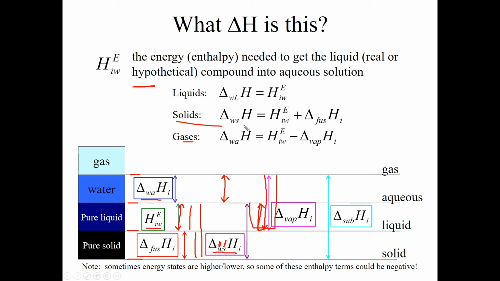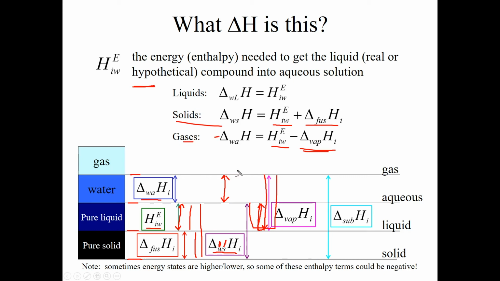So for solids, the delta H term that you're going to use in that equation is HEW plus delta H of fusion. And for gases, the delta H term you're going to use in that equation is HEW minus delta H of vaporization. And notice that delta H of vaporization is usually large and positive, so if you're subtracting it off here, you're going to end up with a negative term. This is going to end up being negative right here.